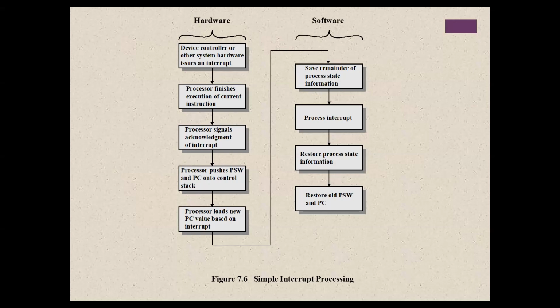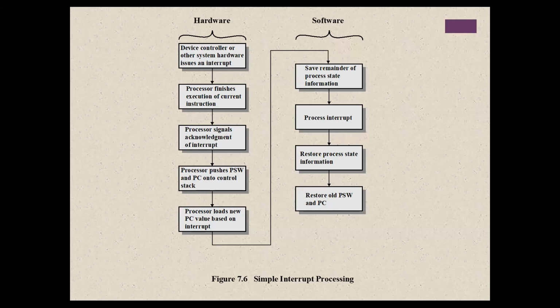So we look at the interrupt processing. Let's consider this in more detail. The occurrence of an interrupt triggers a number of events, both in the processor hardware as well as the software. From this figure 7.6, it shows a typical sequence of what happens within this flowchart.